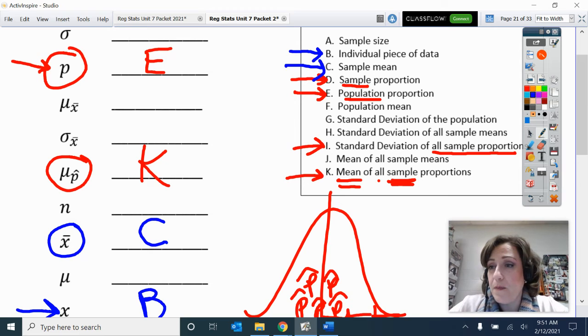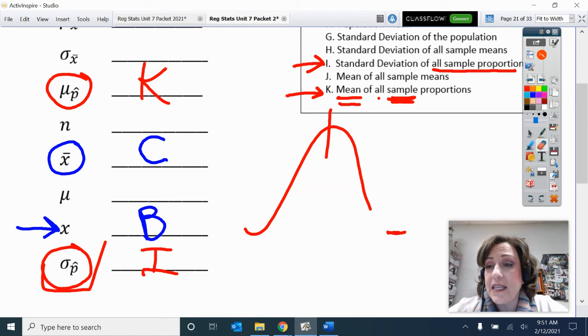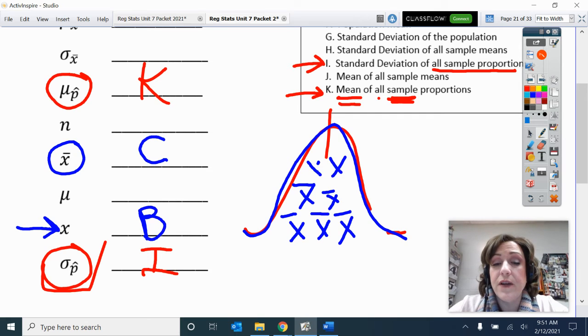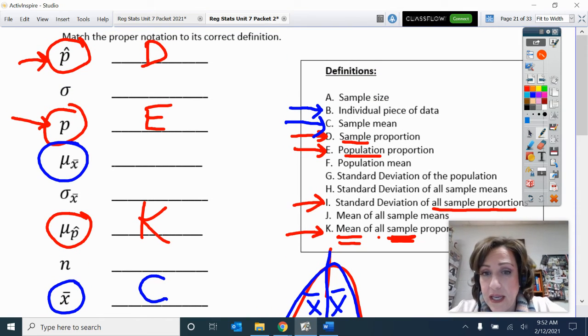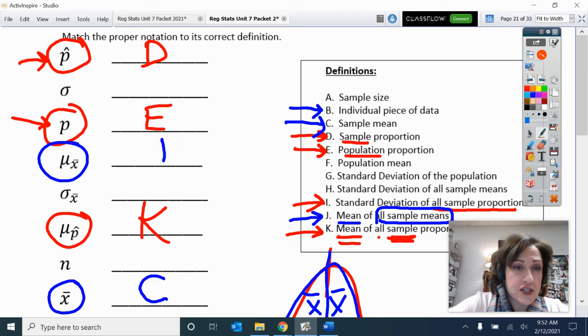Okay, now I'm going to erase this little picture because we're talking about means now instead of proportions. So if I had this distribution and I had a lot of X bars in it, where would I expect all of your X bars and my X bar and all of our sample means to be located? Well, at the mean of those X bars. So that would be the center of them. The mean of the x bars is, where is that? Oh, here it is. The mean of all of those sample means. So that's J.